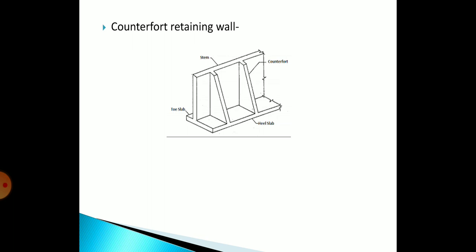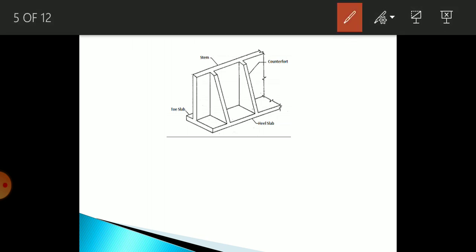Then next is the counterfort retaining wall. This is the counterfort retaining wall. There are four components of a counterfort retaining wall. The vertical one is the stem, the horizontal ones are the heel slab and toe slab, and there is one inclined portion. This inclined portion is called the counterfort.